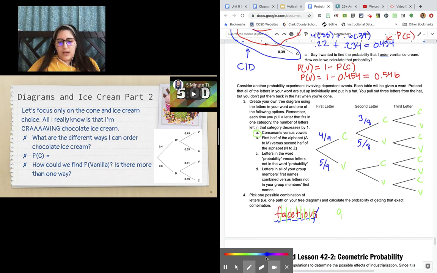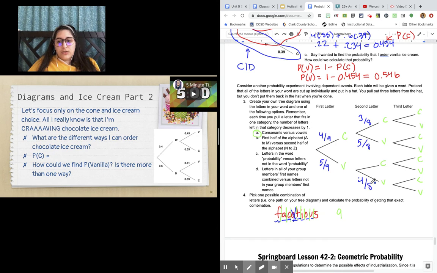Right. So let me do some erasing here. So let's say I drew a vowel first. Maybe I drew this E right here. Okay, so let's say I drew the E. So then I need to ask myself, how many vowels do I have left? Well, I still have the A, the I, the O, and the U. So there's only 4 vowels left.